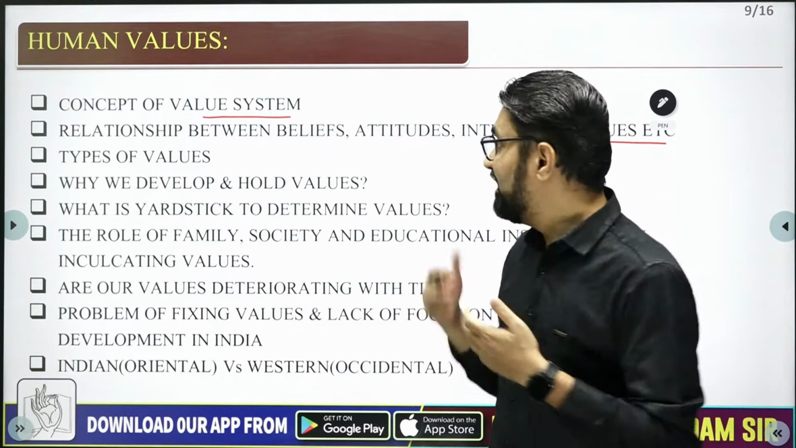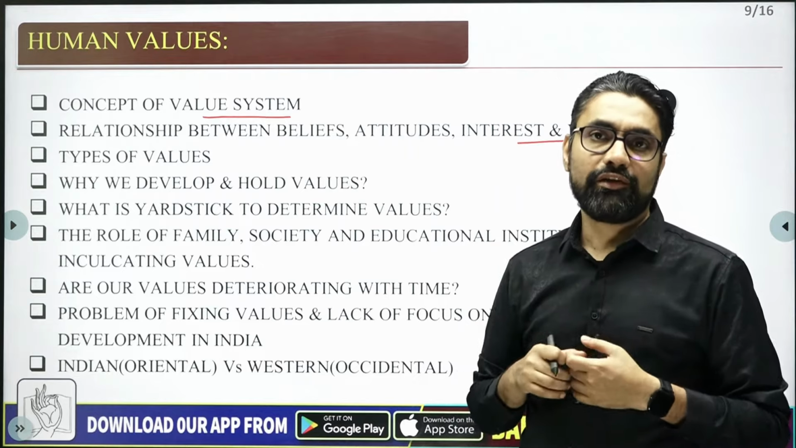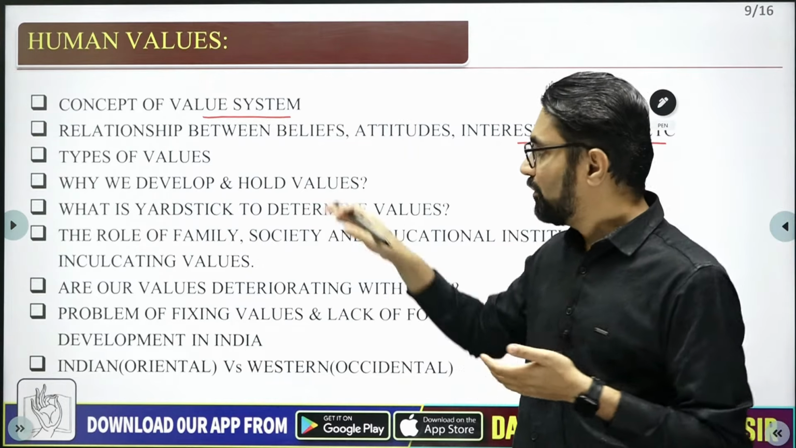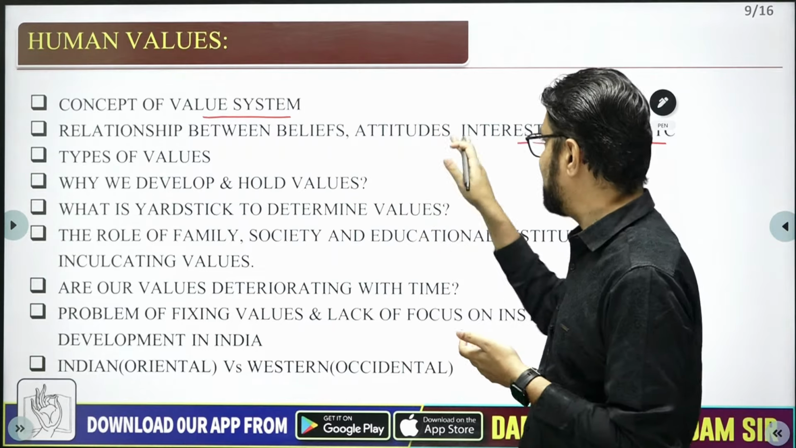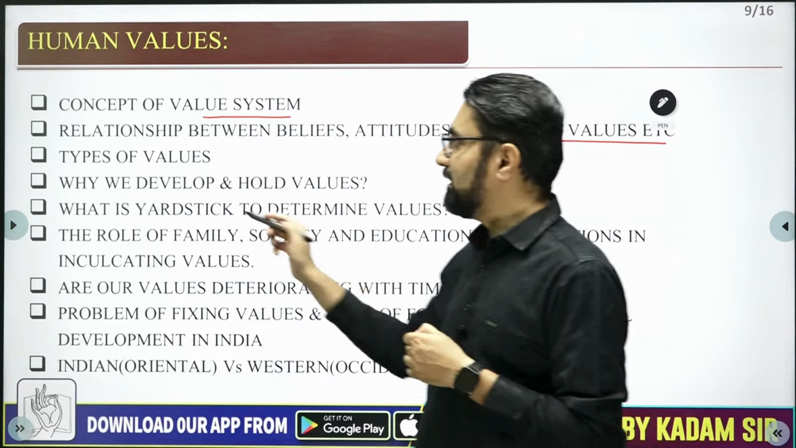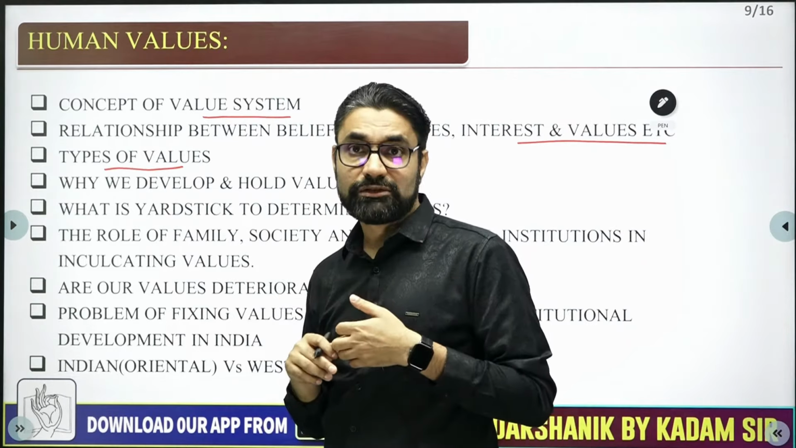Then what are interests? Your hobbies, interests, and values, are they the same or different? So we'll try to understand the relation between the value system and all these different concepts like beliefs, attitude, interest, values, etc. Then we will go on understanding the types of values. We'll discuss different types of values.